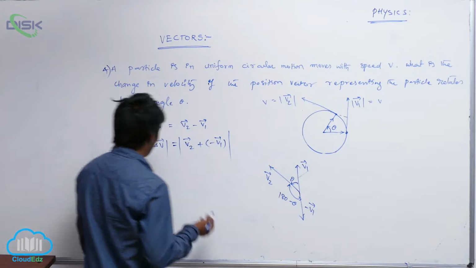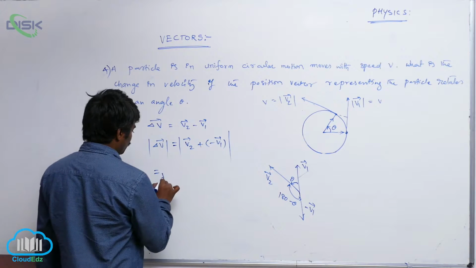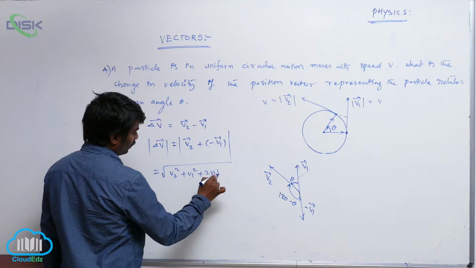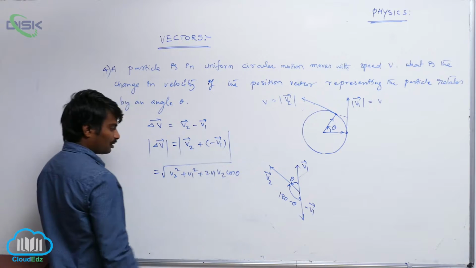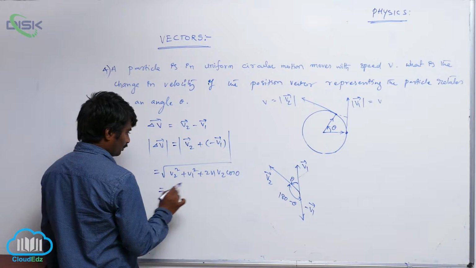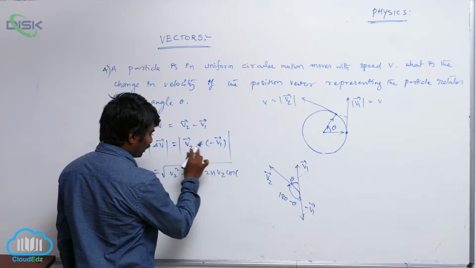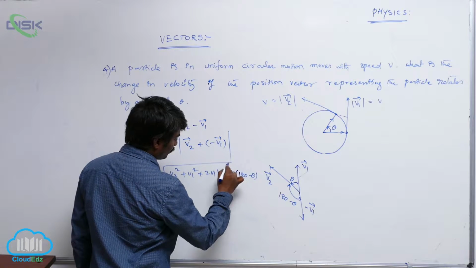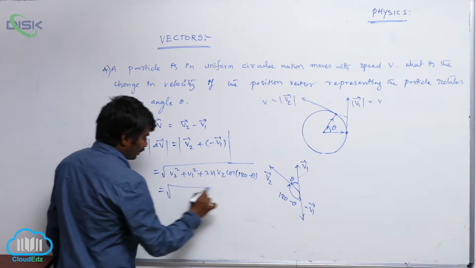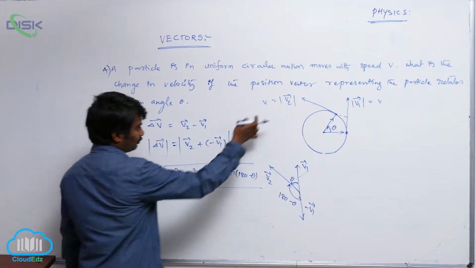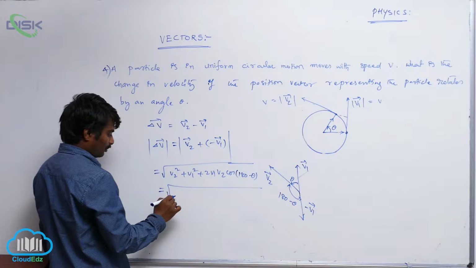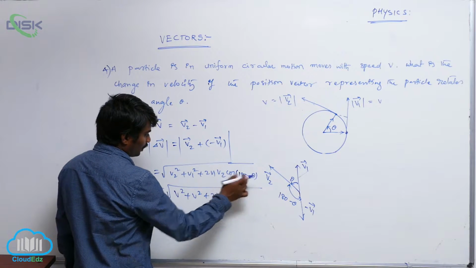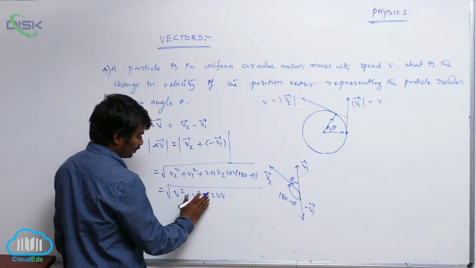Now change in velocity equal to under root of v2 square plus v1 square plus 2 v1 v2 cos theta. Magnitude of vector will never be negative, but instead of this theta, the angle between v2 bar and minus v1 bar is 180 minus theta, so 180 minus theta we have to write. What do you get? Magnitude of v2 same, magnitude of v1 is also same, so v square plus v square plus 2 v v cos 180 minus theta, which is minus cos theta.